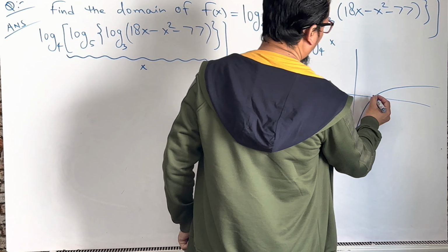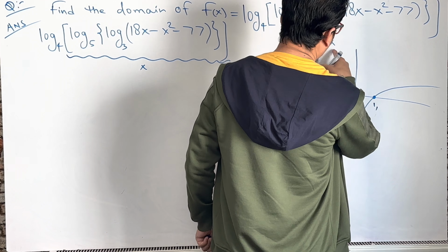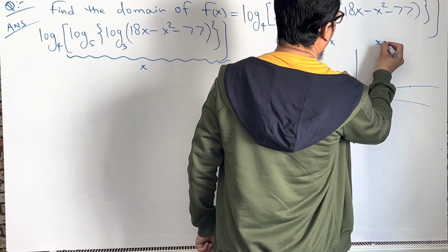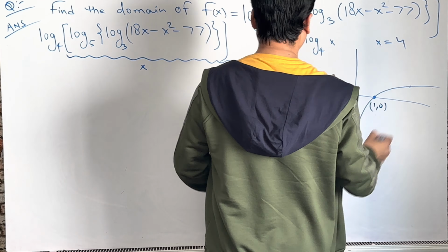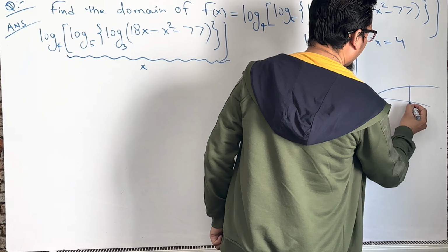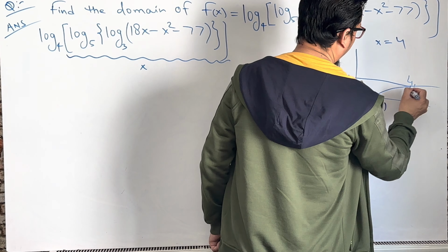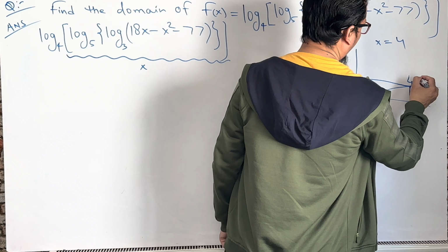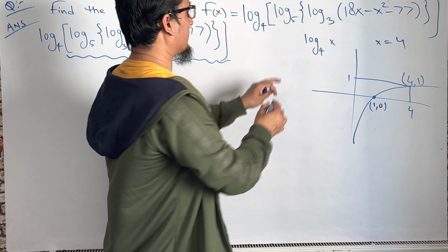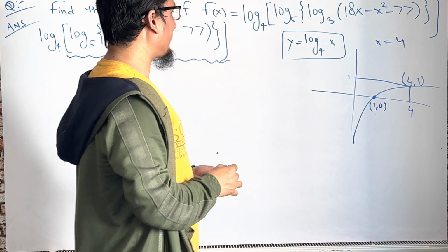So we have two important points here. The first point is 1: when x is 1, the function is 0. And the second, when x is equal to 4, at that time the function has value 1. So another coordinate we have is (4, 1), right? This is the graph of y is equal to log base 4 of x, right?